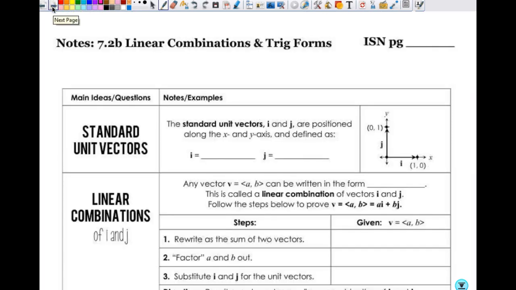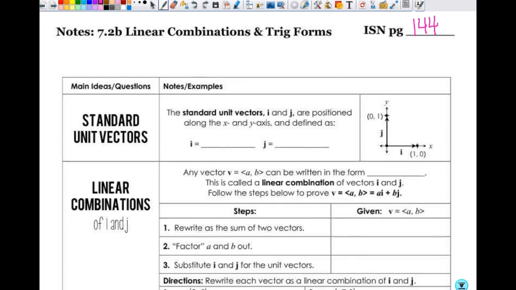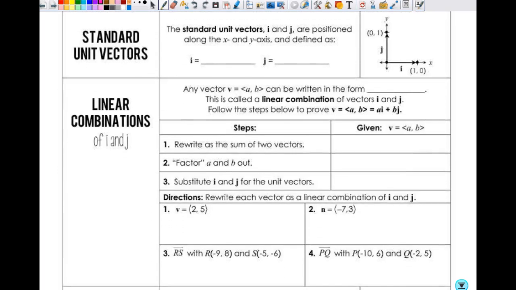This is going on 144. So we've talked about vectors, we've talked about unit vectors, so now we're going to talk about standard unit vectors and another way to write vectors out. Our standard unit vectors, i and j, are positioned along the x and y axis. So here is vector i, here is vector j. Okay, so this point is (1, 0), this point is (0, 1).